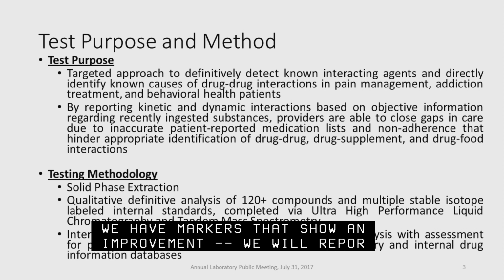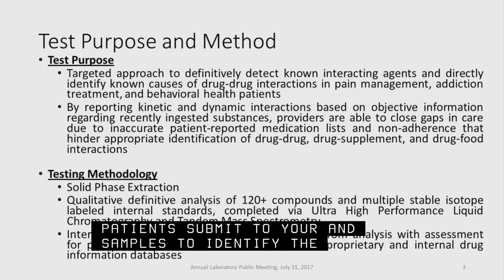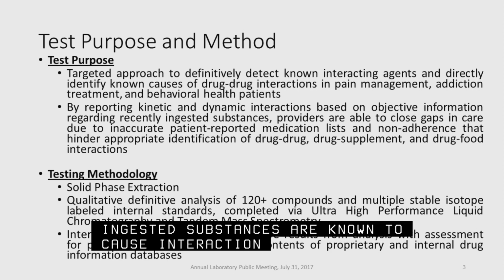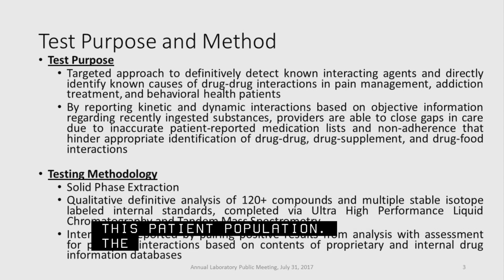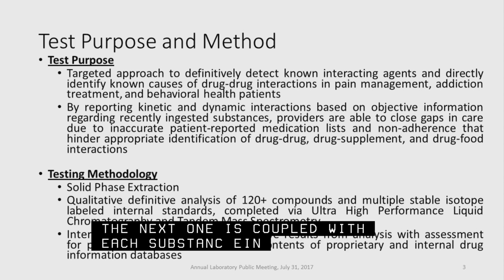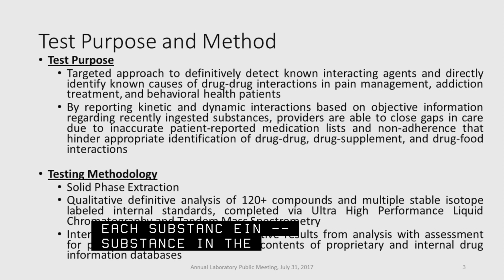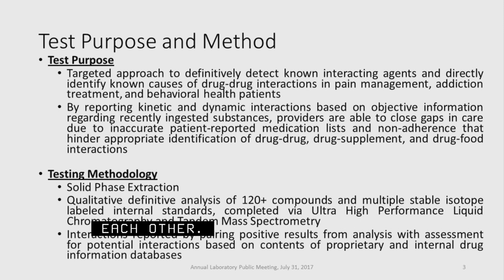Patients submit urine samples that undergo mass spectrometry testing. It's a solid phase extraction coupled with ultra-high performance liquid chromatography and tandem mass spectrometry to identify those recently ingested substances that are known causes of drug-drug interactions with medications commonly prescribed within this patient population. And that's coupled with assessing each positive substance in the test for the potential of an interaction with one another. So anytime two or more substances are identified, they are assessed for interactions based on an internal proprietary drug information database that we have in-house.